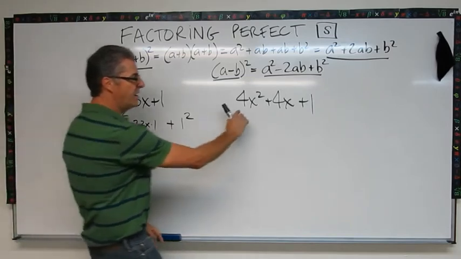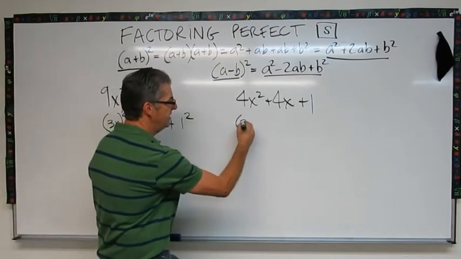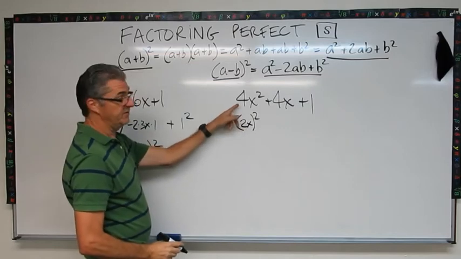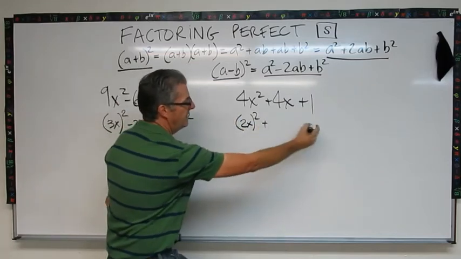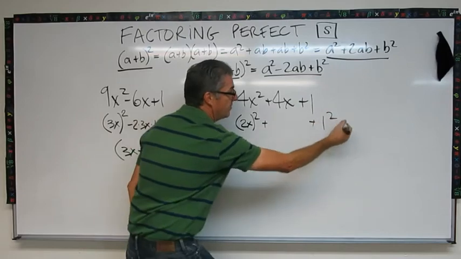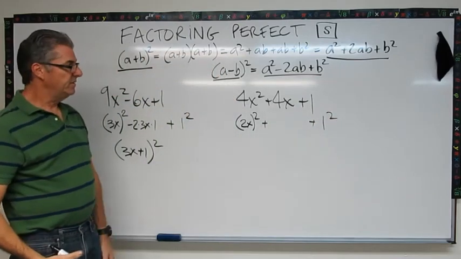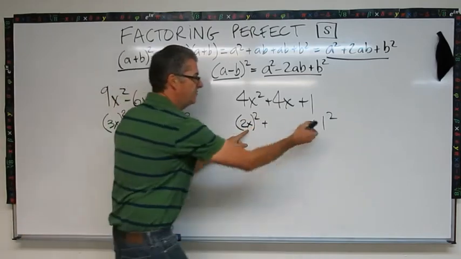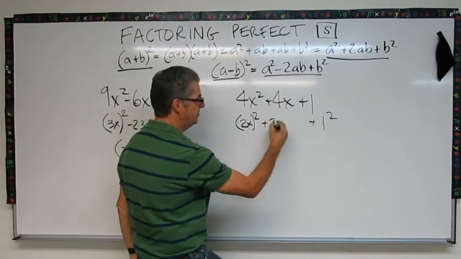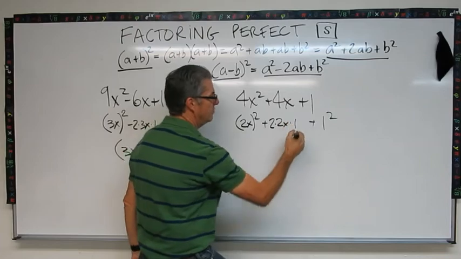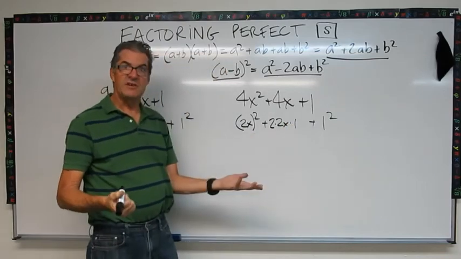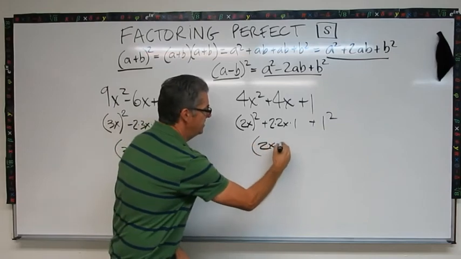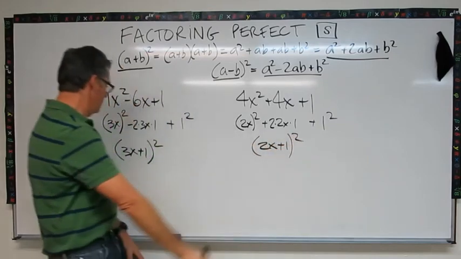Okay, so let's rewrite our first so we can figure out what our a is. 2x squared, that's our a. 4 is a perfect square. And then over here, again, same thing with 1, that's 1 squared. So now we just need to be able to write this as 2 times a times b, and indeed that also works. 2 times 2x times 1, that makes 4x. So now we know that this can just be 2x plus 1 squared.